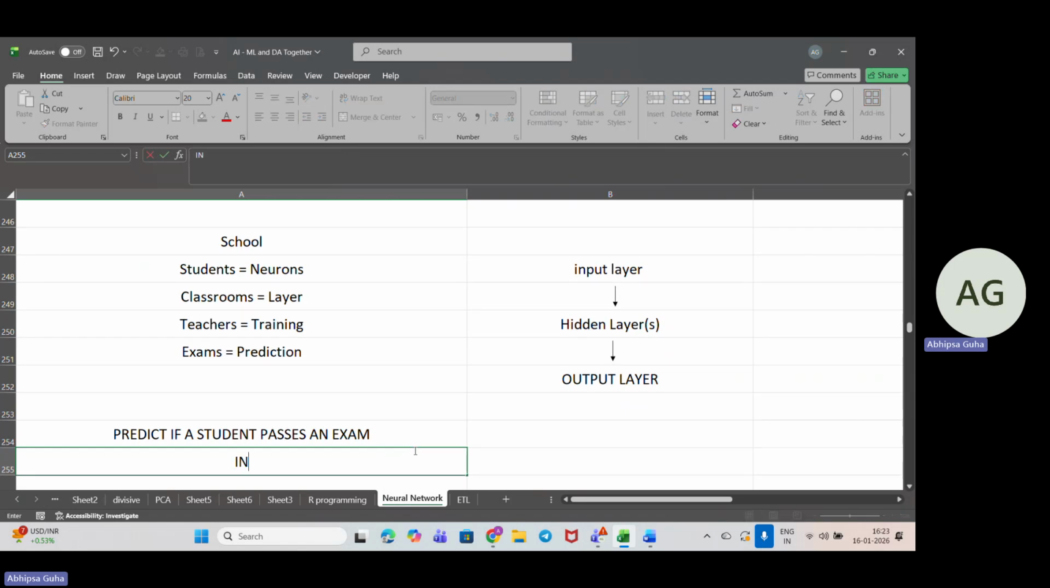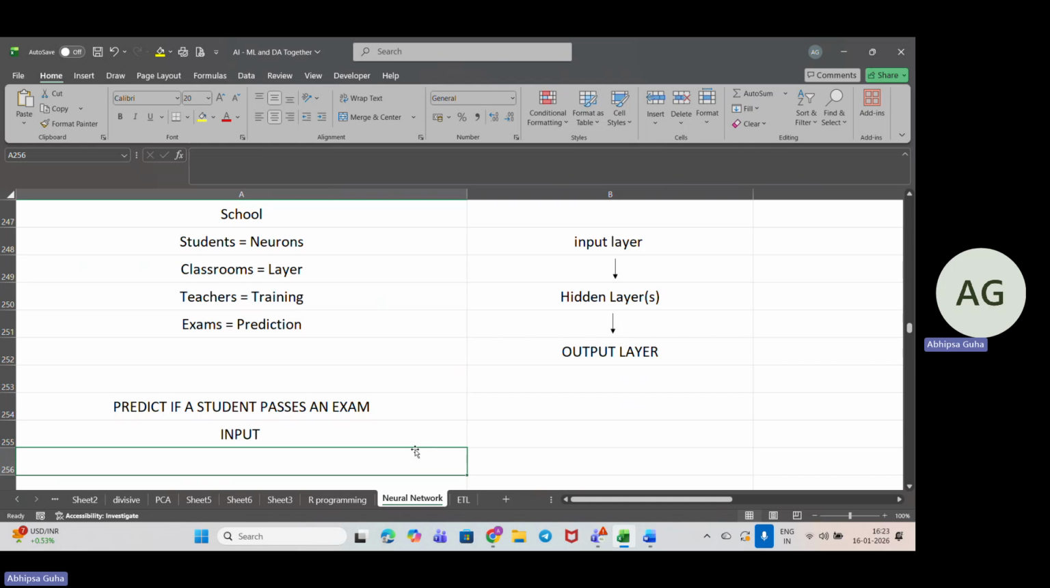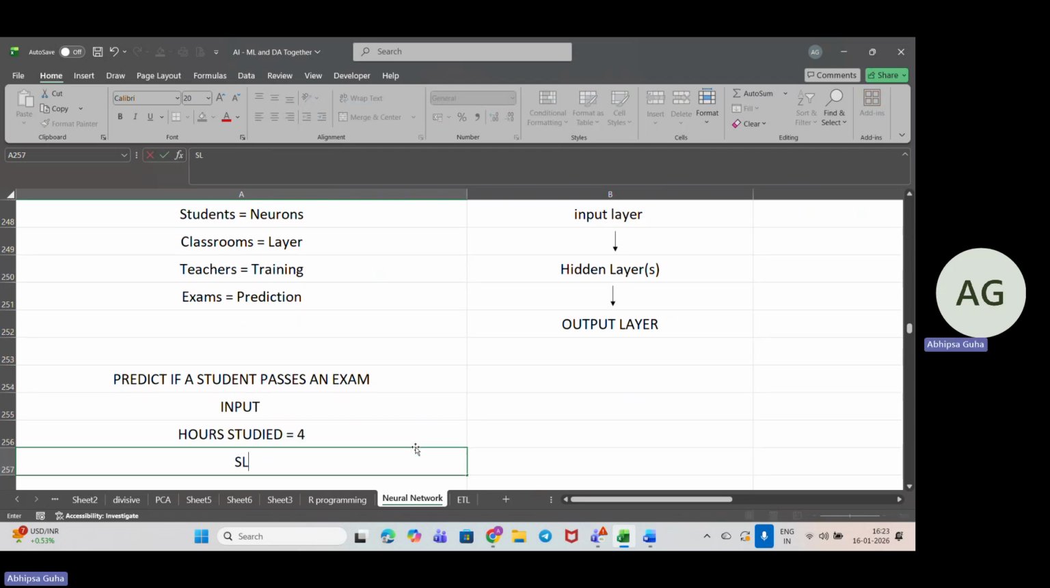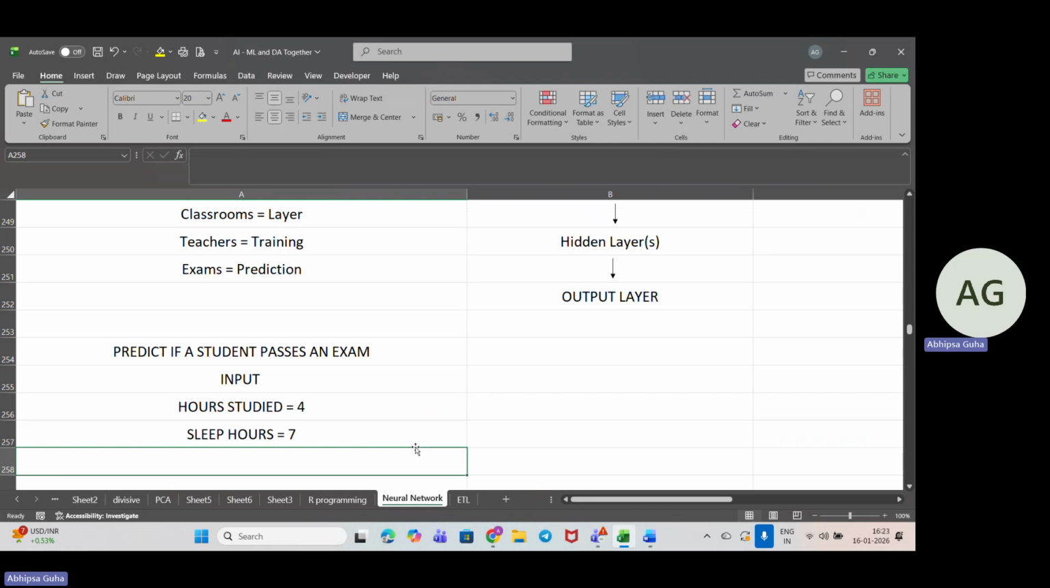Now, what would be my input? There should be a specific input. The input I am giving is hours studied and sleep hours. So maybe the hours studied is 4 and sleep hours is 7. Now, what is the input vector? The input vector is basically 4 comma 7. This is the input vector.